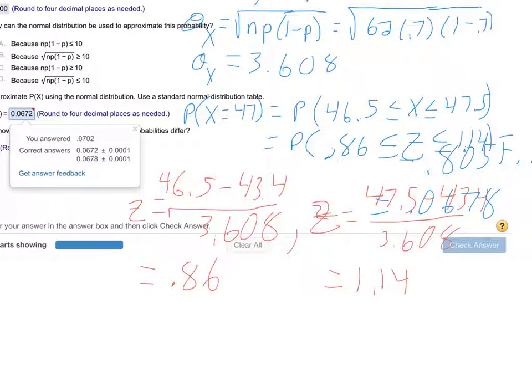Okay, so I'm using a normal curve. Hope this helps.